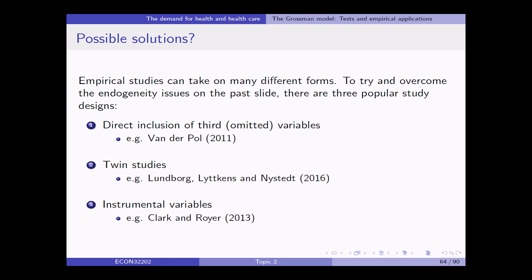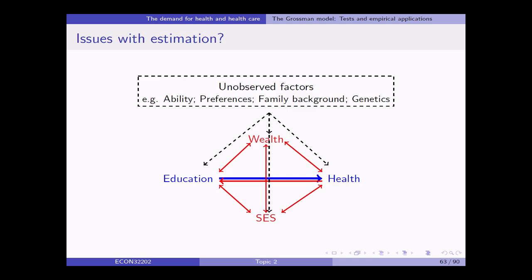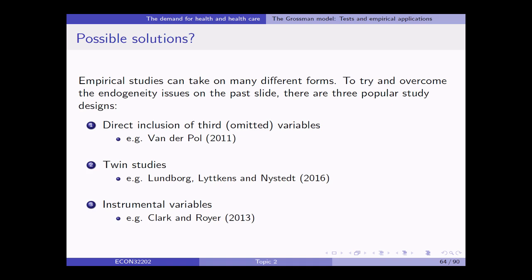So one of the things that we can do if we are worried about omitted variable bias is occasionally get proxies for or measures of the things we're worried about. And that's what Marion van der Pol did. She used some data from the Netherlands that had measures of people's time preference. As we said, we're worried about time preferences affecting both education and health. If you can account for that, you can break that dashed black line that goes between the preferences in education and health. And that's exactly what she did.